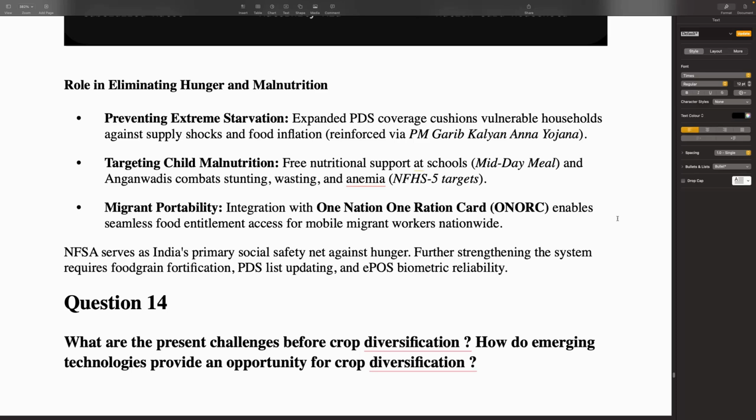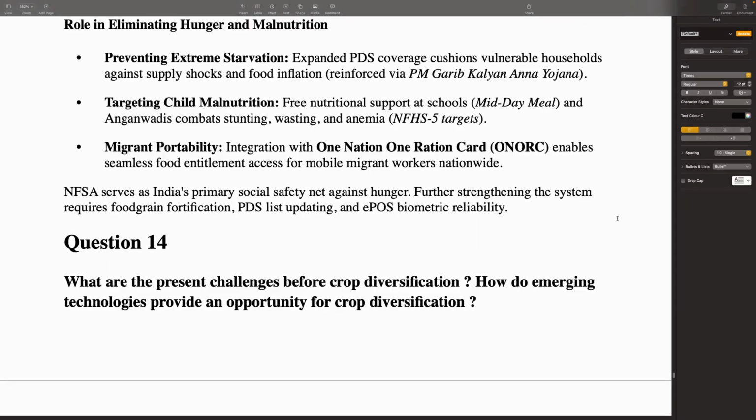Migrant portability. Integration with One Nation One Ration Card enables seamless food entitlement access for mobile migrant workers nationwide. NFSA serves as India's primary social safety net against hunger. Further strengthening the system requires food grain fortification, PDS list updating, and ePoS biometric reliability.